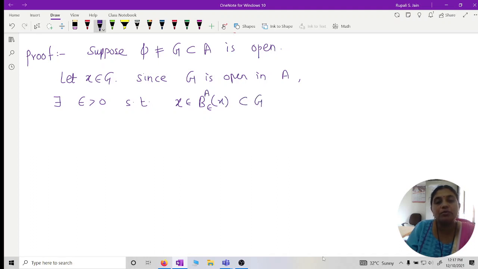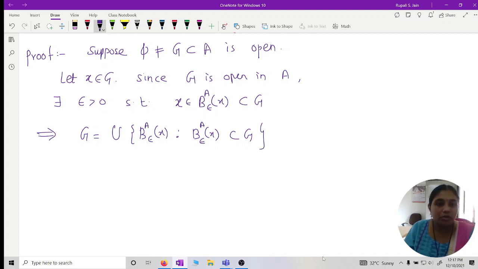But this is with respect to A, right? Open ball in A. Is that right? Yes. So what this implies? G can be written as union of B epsilon of X such that B epsilon of X is contained in G. Can I write like this? Because X is an arbitrary point, X belongs to G. For every X in G, I will have some open ball. And this union of open balls will be nothing but my G, right?